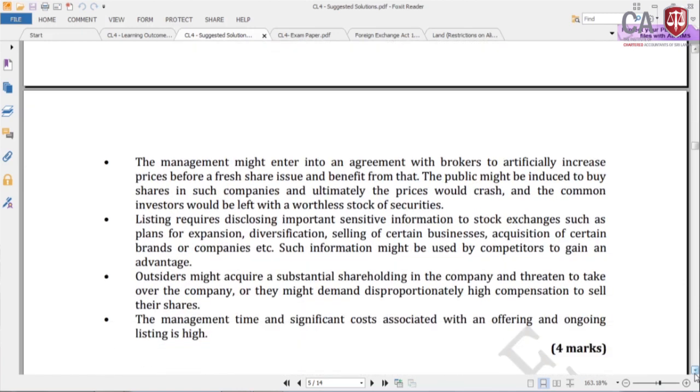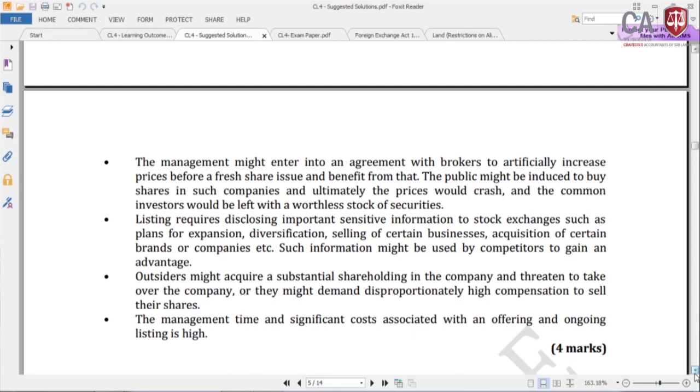The management might enter into an agreement with brokers to artificially increase prices before a fresh share issue and benefit from that. The public might be induced to buy shares in such companies, and ultimately the prices would crash and the common investors would be left with a worthless stock of securities.